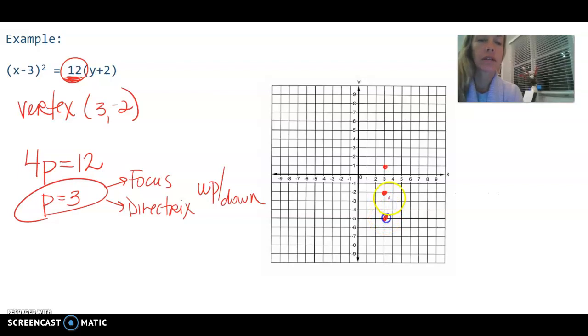Okay, so let's label these. This was our vertex, this was our focus, and this will be obvious. It is the directrix because it is a dotted line.